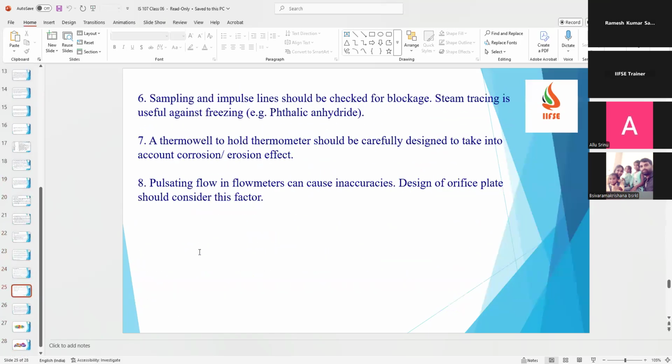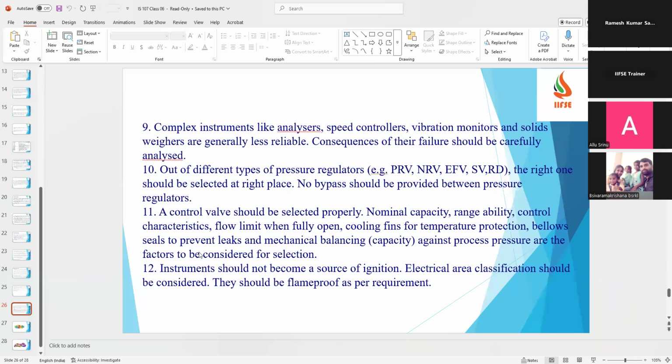So as part of that, we are about to cover this one. Complex instruments like analyzers and also speed controllers, vibration monitors, etc. are generally less reliable. The consequence of their failure should be carefully analyzed. Some of the analyzers or controllers, if they are not working in an accurate manner, we should have a backup plan in case of failures. So how we can control or how we can manage.